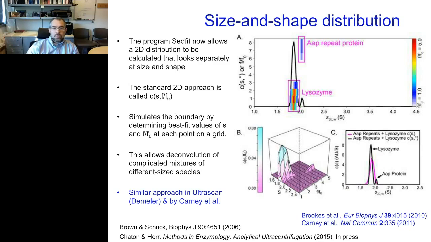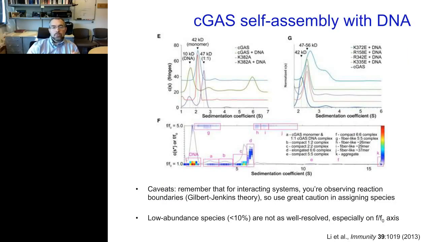But let me show you one example from my lab where we had a really complicated mixture. We had a whole lot of things going on. And if we do the standard c(s) analysis, it's shown in this sort of green curve right here. This is the cGAS enzyme plus DNA. There were a lot of things happening. And in order to really figure out what was going on, we used this two-dimensional size and shape approach.